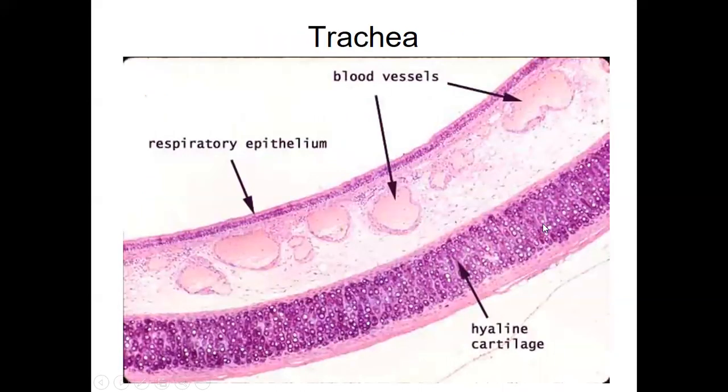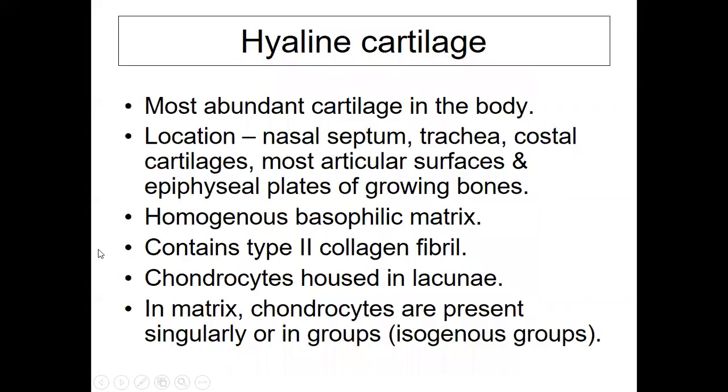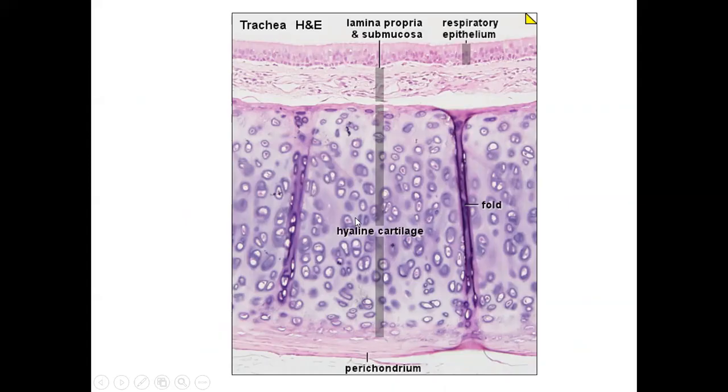So you can see here, this is the hyaline cartilage that you can find in the trachea. When you enlarge the image, you can see the matrix is bluish in color, right? A homogeneous basophilic matrix. And here you can see the layer of the perichondrium. This is the hyaline cartilage.